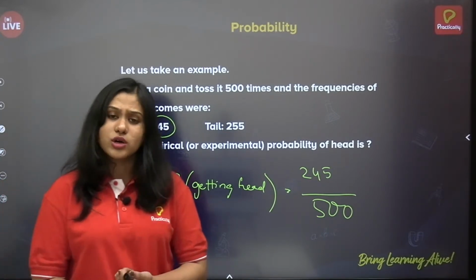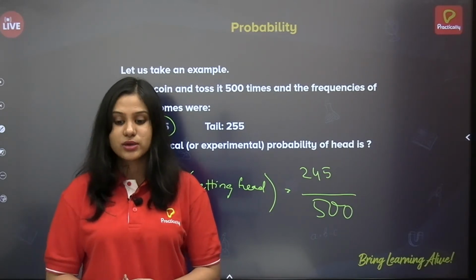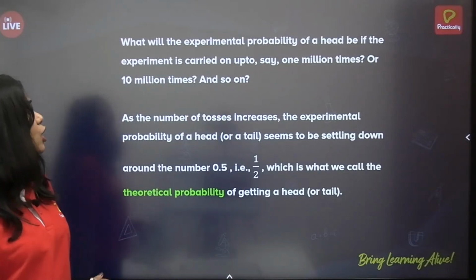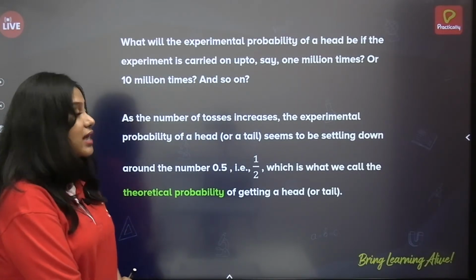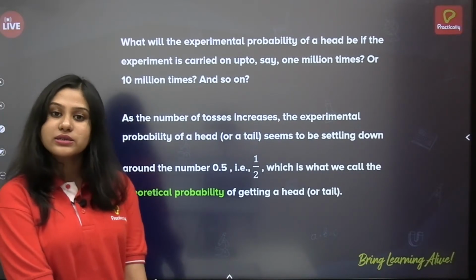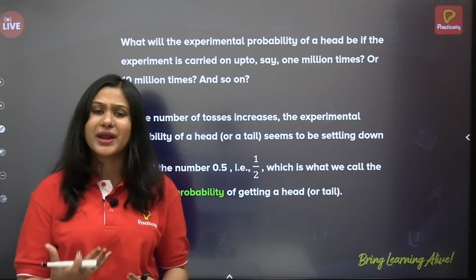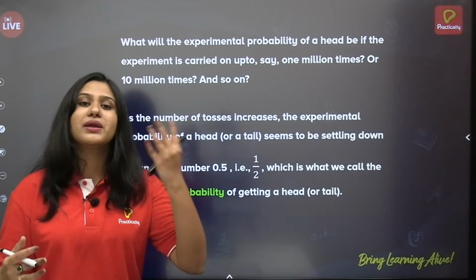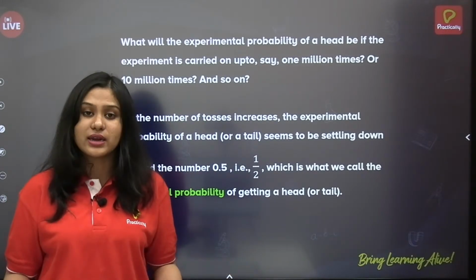But have you heard somewhere of theoretical probability? Probability, a theoretical approach. What exactly is theoretical probability? Let's see. What will the experimental probability of a head be if the experiment is carried on up to say 1 million times or 10 million times and so on? How would you predict it? So somewhere around 10 million times if you perform, maybe half of the times you would be getting a head, half of the times you would be getting a tail, correct?